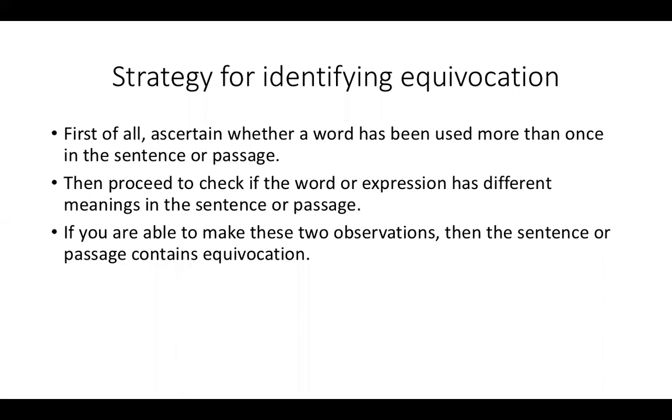If you want to find out if there's equivocation in a passage, first of all, look for words that appeared more than once. Then you proceed to check if the word or expression has different meanings in the sentence or passage. So if a word that has been used more than once has different meanings in the same passage, then it means that that passage contains equivocation. So first of all, you need to find out if there is more than one word in a passage, and then the second step is to determine whether the word was used with different meanings, or was presented to generate different meanings.